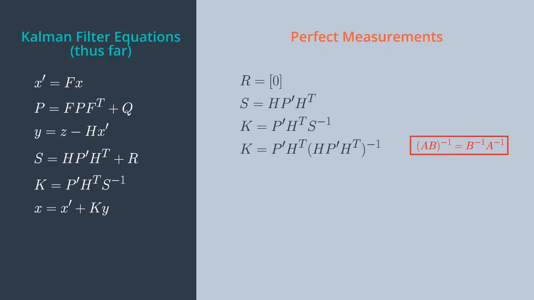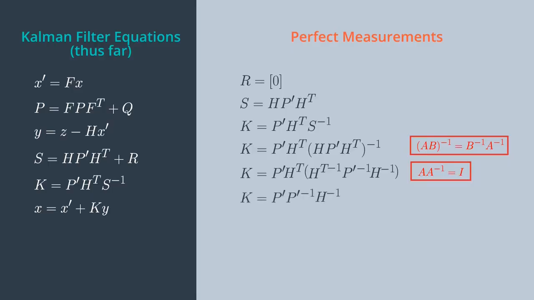There is a helpful matrix property that allows us to apply the inverse not to the product of the matrices, but to the individual matrices. However, in the process, the order of the matrices in the product reverses. The result is the following equation. Then, we can use another handy matrix property to simplify even further.